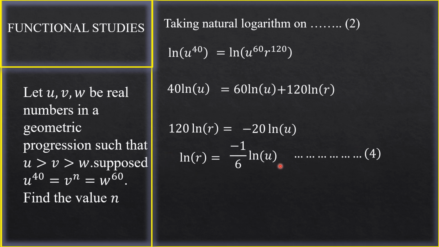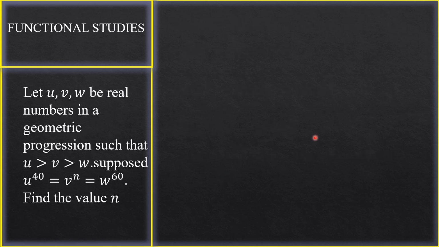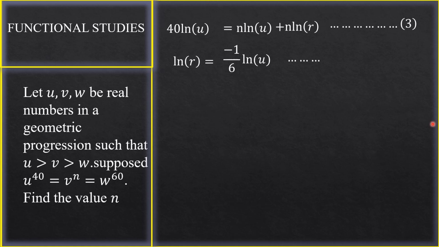We have to now do what? We replace this guy in equation 3. So my equation 3 was 40 natural log of U equals to N natural log of U plus N natural log of R. And my equation 4 was natural log of R to be equal to minus 1 on 6 natural log of U. Then now we have to replace natural log of R in this equation. So you see that we will transform this equation now to be only a function of natural log of U.